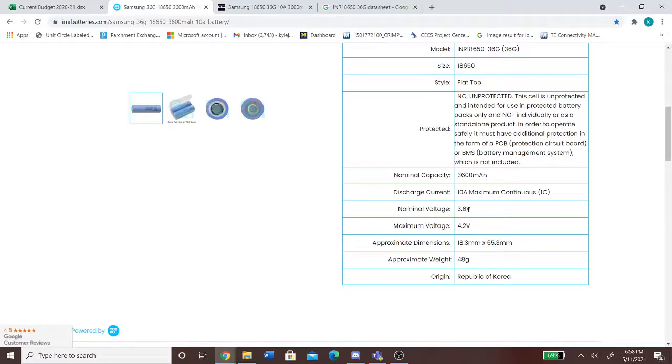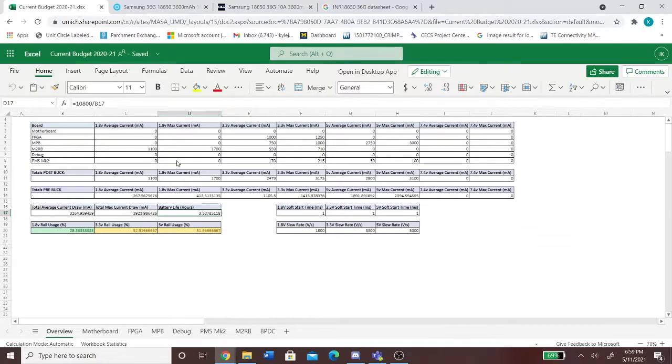And what you're going to get, from the 2 cells being in series, is a nominal voltage of 7.2 volts, a maximum voltage of 8.4 volts, and you're going to triple the nominal capacity by putting those three in parallel, so you get 10,800 milliamp hours for the nominal capacity of your battery pack. And that's what we have here. We have the 10,800 milliamp hour battery pack with 7.4 volts nominal, and we have a battery life of 3.3 hours. 3.3 hours is fine for our application.